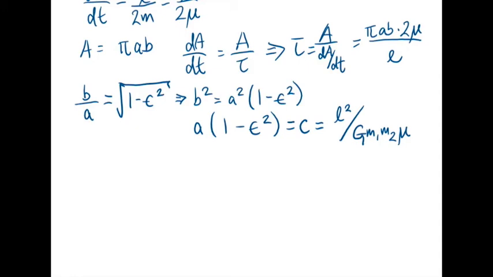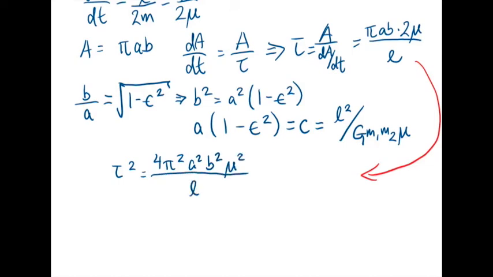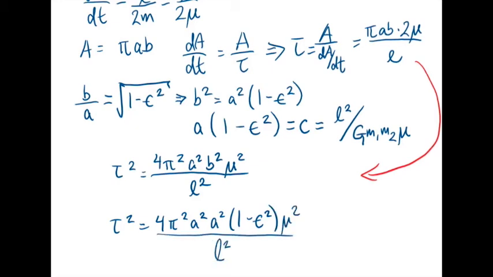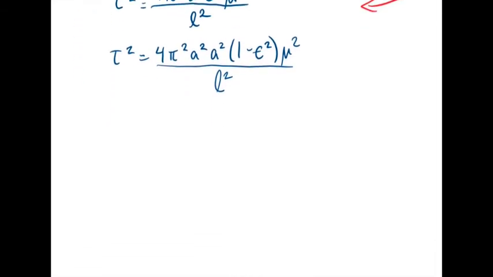So first, we'll square the whole original equation. We have the period squared equals 4 pi squared a squared b squared mu squared over the angular momentum squared. Then we'll make the first substitution for b squared. So tau squared equals 4 pi squared a squared times 1 minus epsilon squared times mu squared over L squared. I know this doesn't look any better, but it will soon.